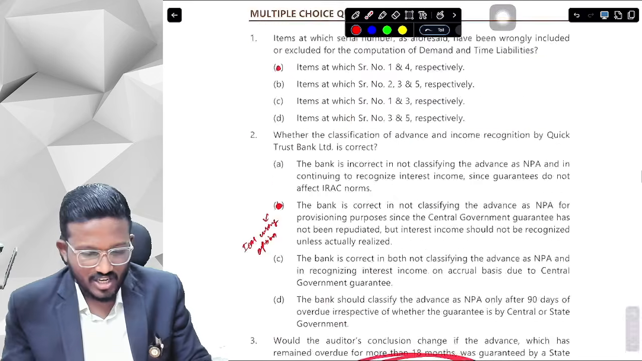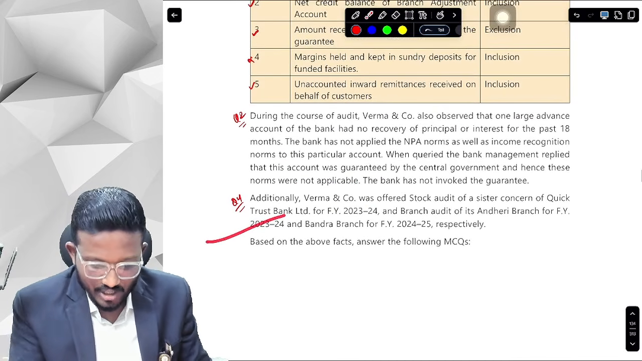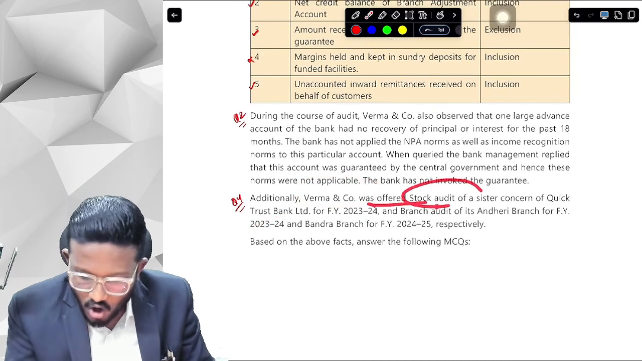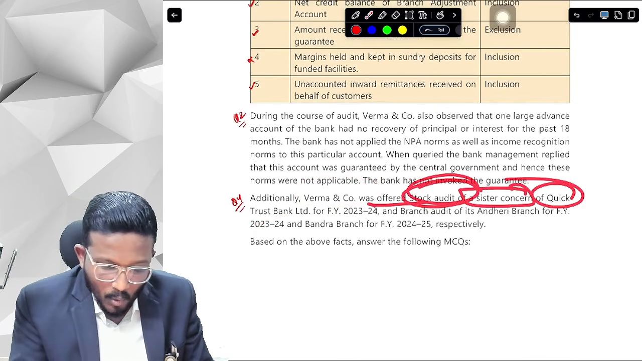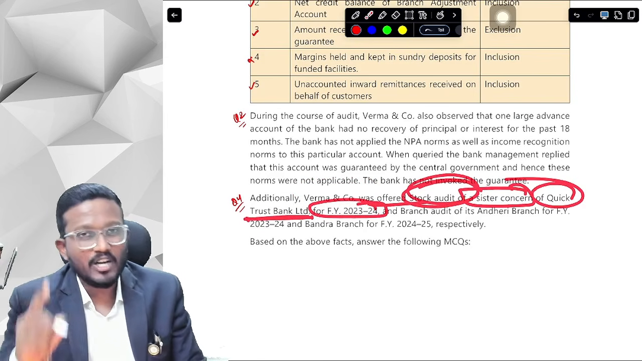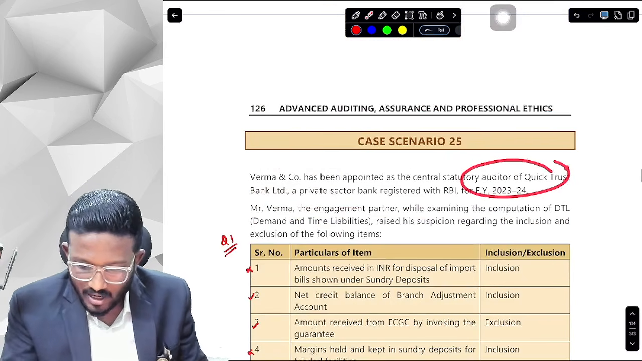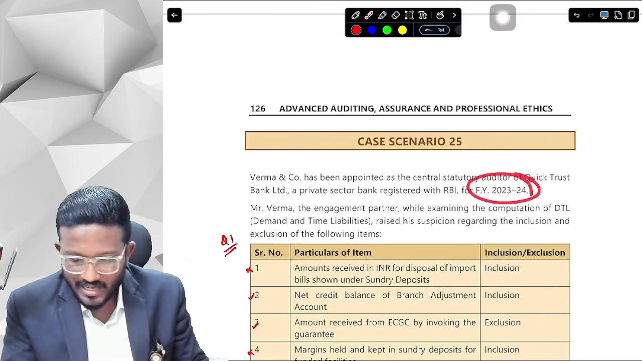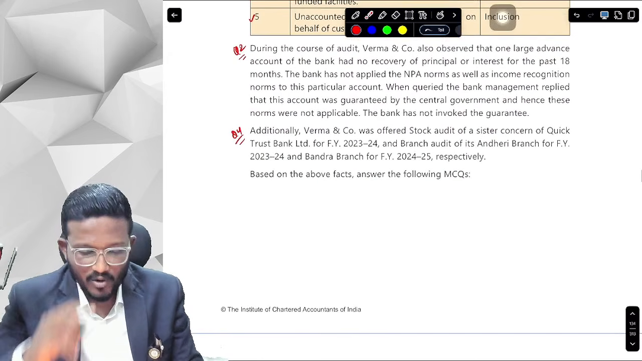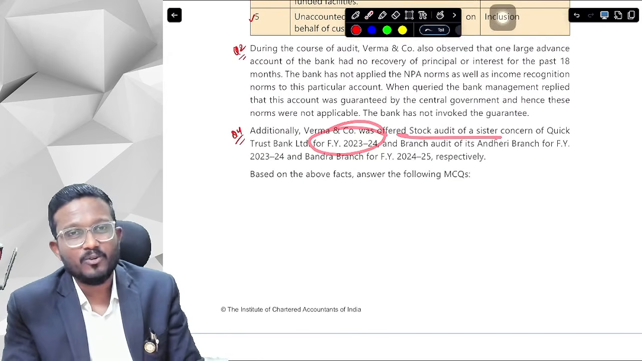Okay, yes sir. Next is question number 4. It says that additionally Mr. Verma and Company was offered a stock audit of a sister concern of Quick Trust Bank Limited for the financial year 23-24. So basically we are doing the Quick Trust Bank Limited audit for 23-24, and for a sister concern of the bank we are offered a stock audit. Can we do it, sir? No, we cannot do it.